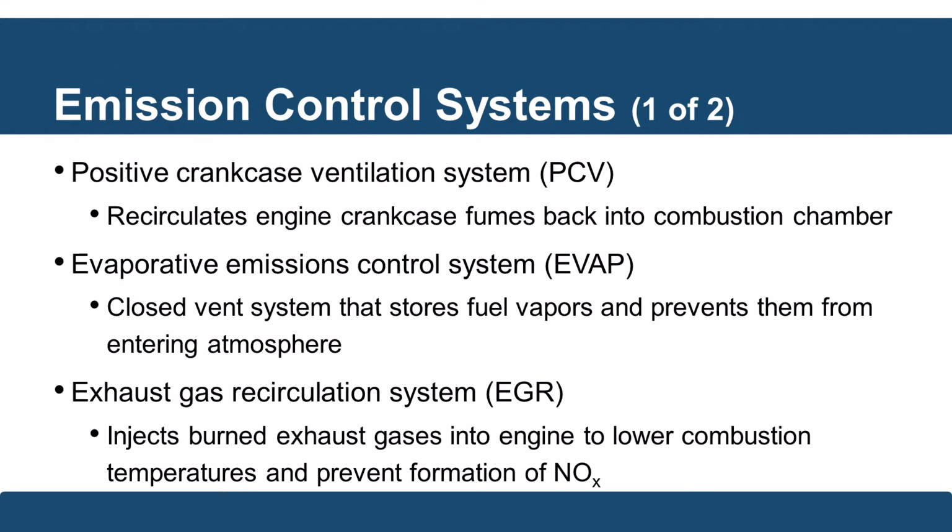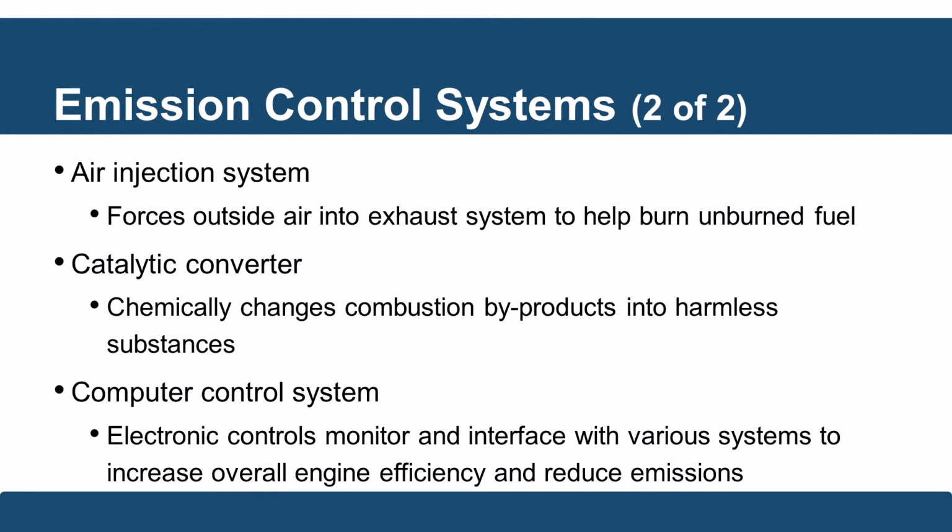We use exhaust gas recirculation. This system is designed to enter gas that's been burned and reduce the temperature in the combustion chamber. We have air injection, which forces outside air into the exhaust system to help light off that catalyst during our cold starts. We have a catalytic converter, which is designed to chemically change the combustion byproducts into harmless products for us. We also have a computer control system, which allows the vehicle to take in sensor readings and adapt more quickly to any changes in the operating conditions that are occurring.